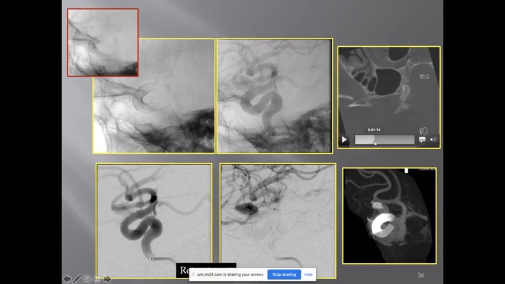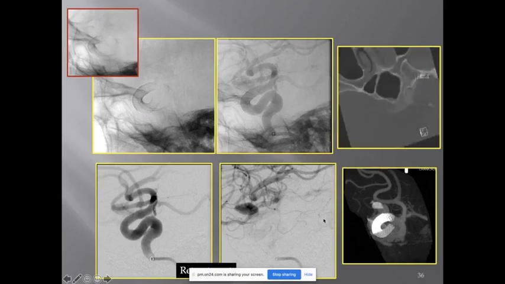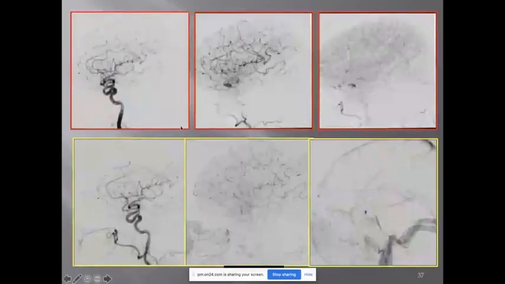So great apposition coming around the genu, coming up to the neck of the aneurysm. The aneurysm is covered. This is not an endoleak. This is filling through the struts of the device to supply the ophthalmic artery. So this is what she is.